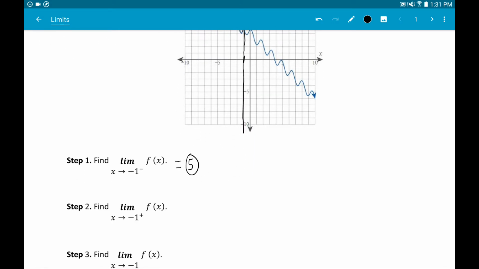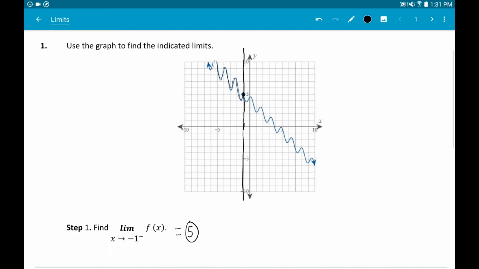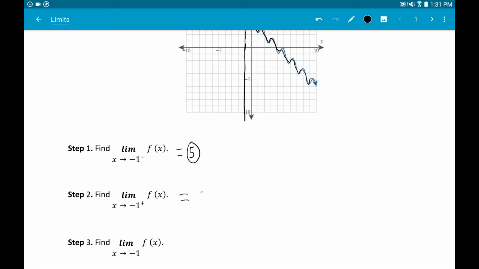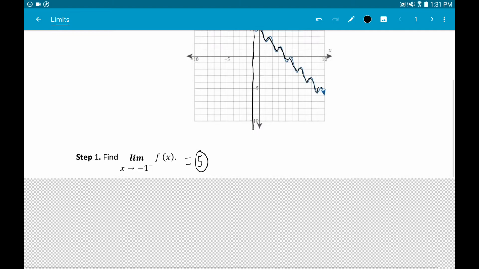Alright, in step 2, they're going to ask for the right-sided limit at the same place. So now we're on the right side of the graph and we're following it back and following it back and following it back. Eventually we hit that line we've drawn right there at that same point. So the right-sided limit here is also 5. Alright, so that takes us to step 3.